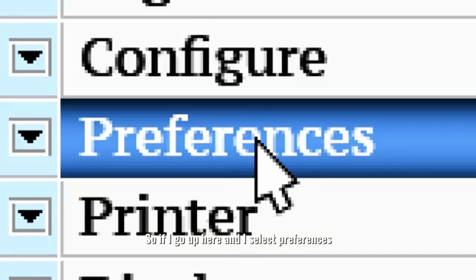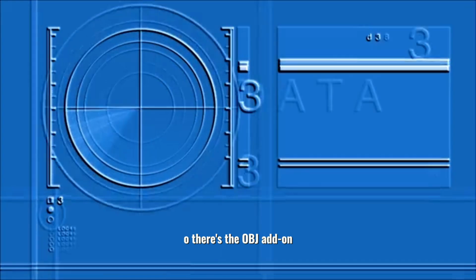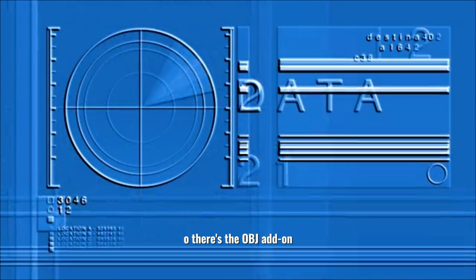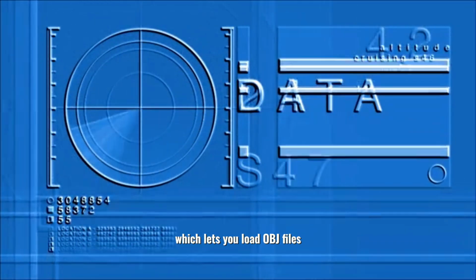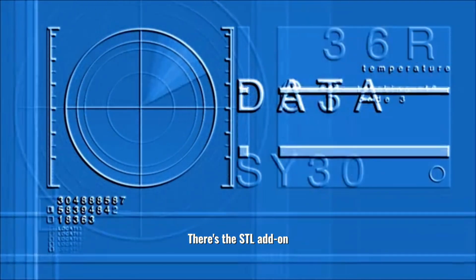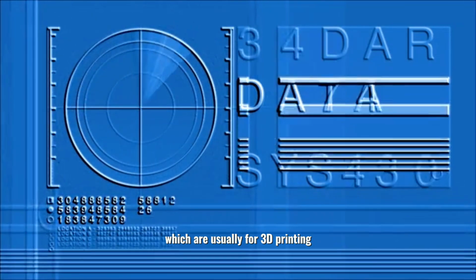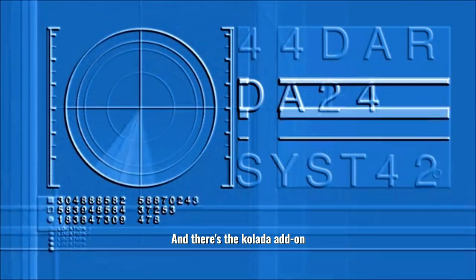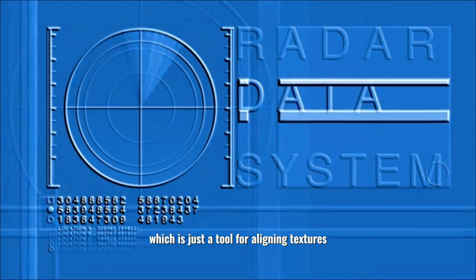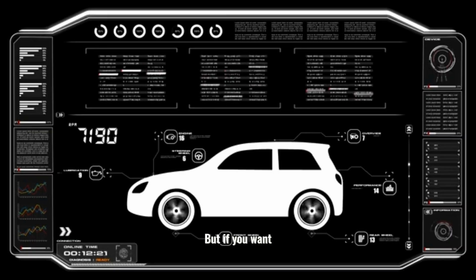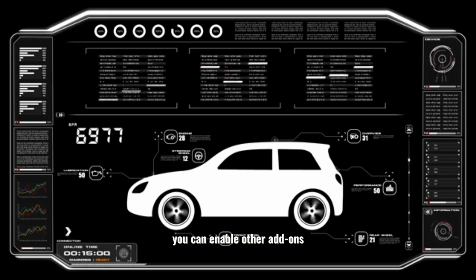So if I go up here and I select Preferences, and then I go to Add-ons, there are 3 different add-ons that are enabled by default. Oh, there's the OBJ add-on, which lets you load OBJ files. There's the STL add-on, which lets you load STL files, which are usually for 3D printing. Okay, and there's the Collada add-on, which is just a tool for aligning textures. But if you want, you can enable other add-ons.